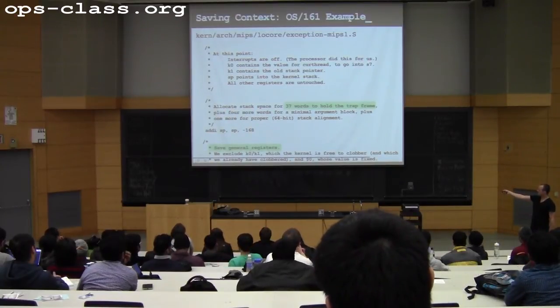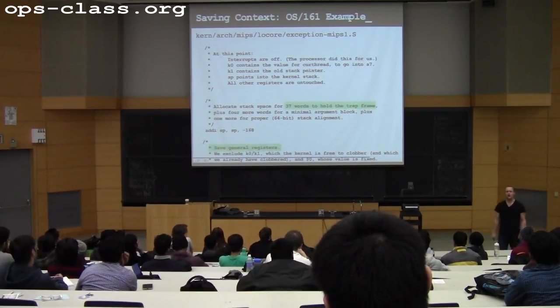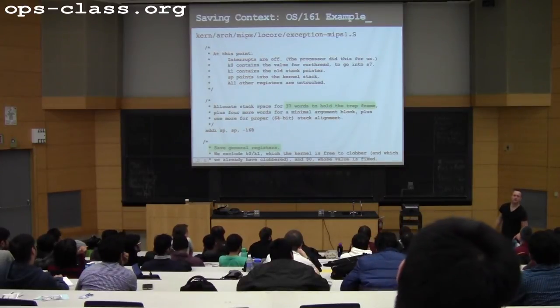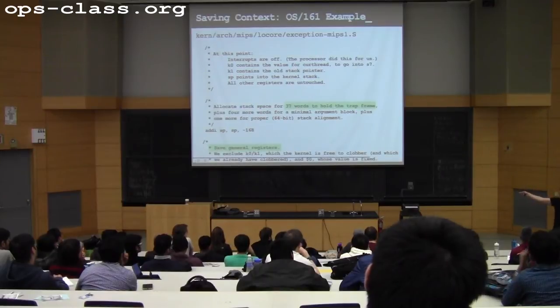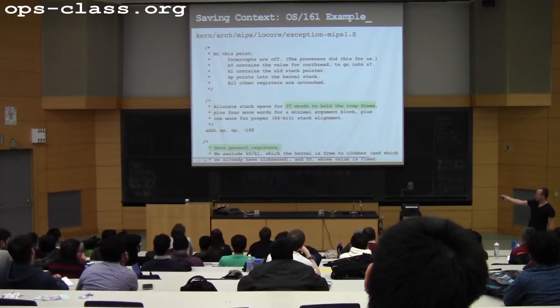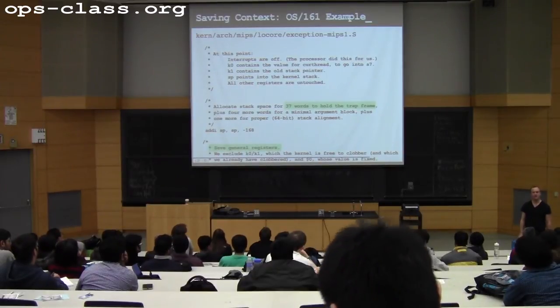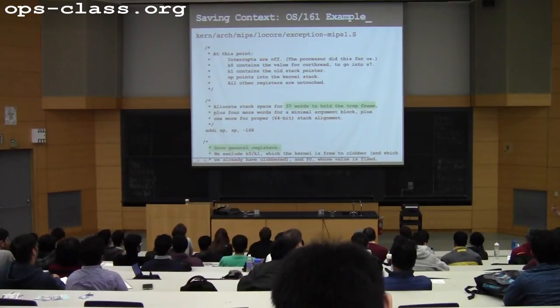So the first thing it does is it allocates 37 words to hold a trap frame. When you guys get into your case statement for your system calls, this is already on your stack, right? But it's actually allocated on your stack in assembly. So I bump up my stack pointer by, I think this is 38 times 4. Yeah. And then what I start doing is I start saving registers.